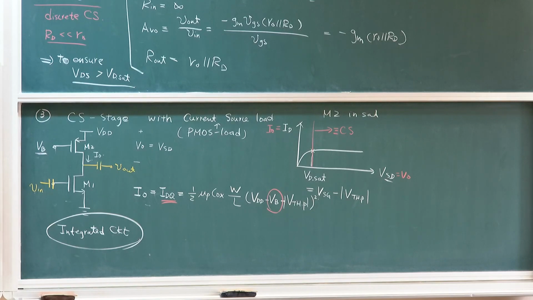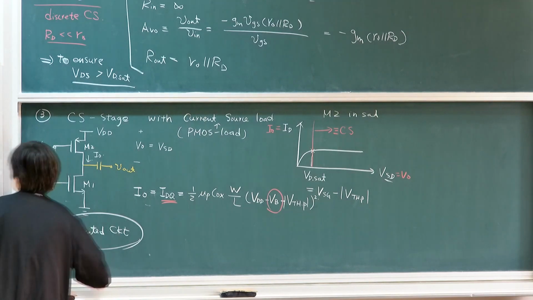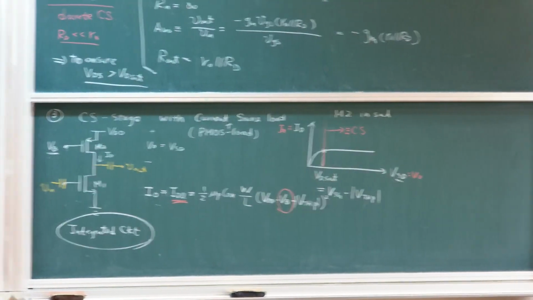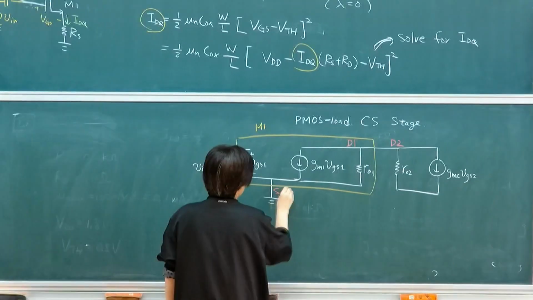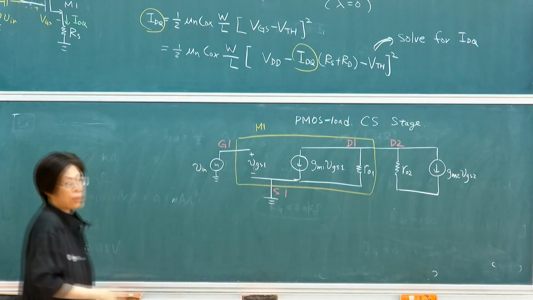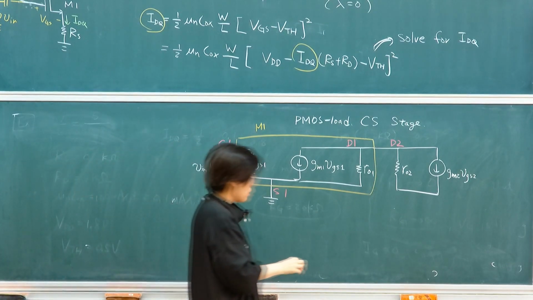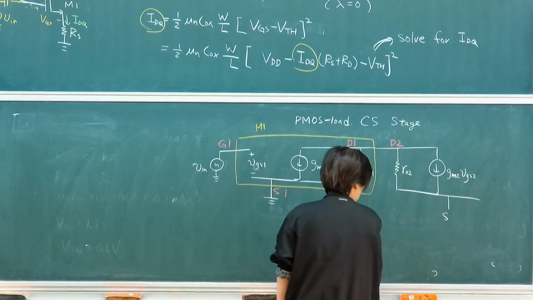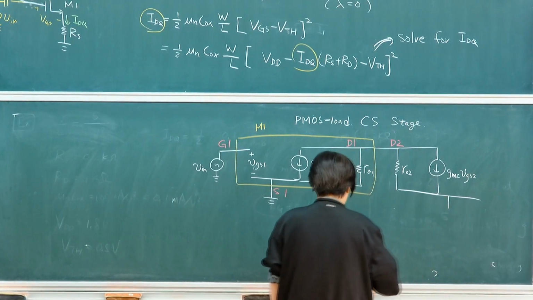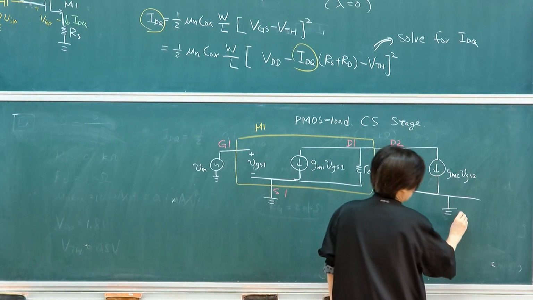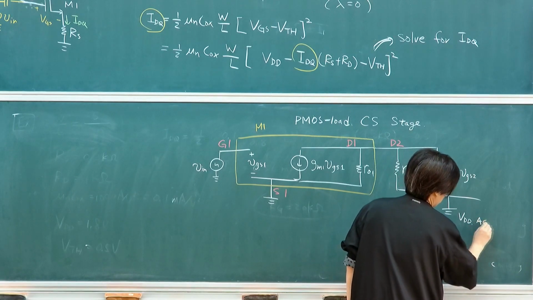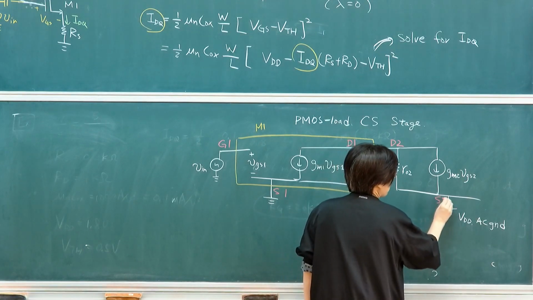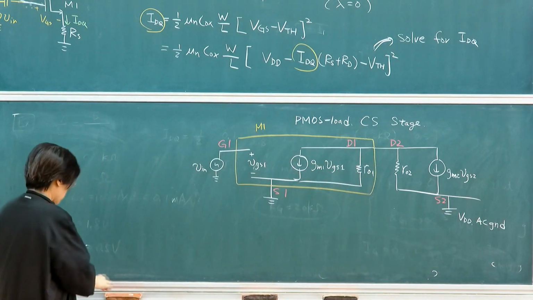So this is the drain. This is drain one, this is drain two, this is source one, gate one, okay? And source two. Source two is connected to VDD, therefore it's AC ground. So this is VDD, AC ground. So this is source two. Source two is VDD, AC ground.